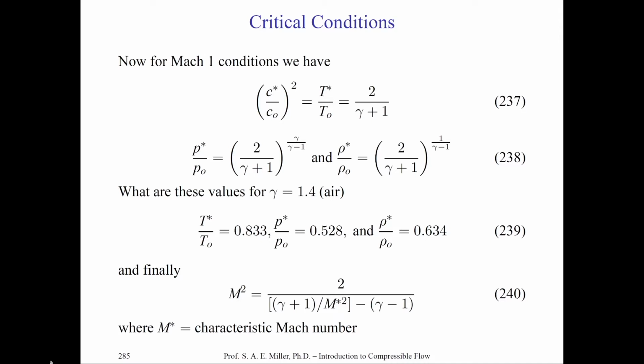For air, these values have very standard properties which show up throughout the course. These values are T star over T naught is 0.833, P star over P naught of 0.528, and rho star over rho naught, that's the critical density divided by the stagnation density, of 0.634. You can also do the same thing with Mach number. So remember here, we can look at what happens to our Mach number at the critical condition, or the so-called characteristic Mach number, with respect to Mach number.